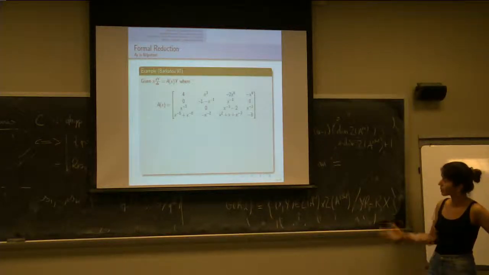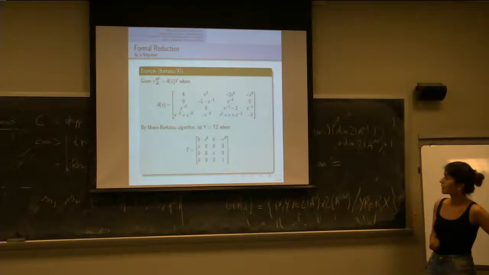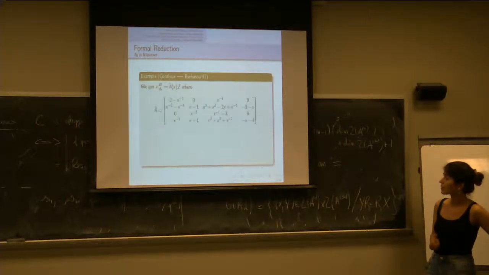So given here A(x), you can see that the Poincaré rank is 7, and we can compute this transformation by the Moser-Barkatou algorithm, which will result in an equivalent system of this form. Here you can see that the new Poincaré rank is 2. And this is actually the true Poincaré rank computed, so it is the minimal rank that we can obtain by any change of basis.